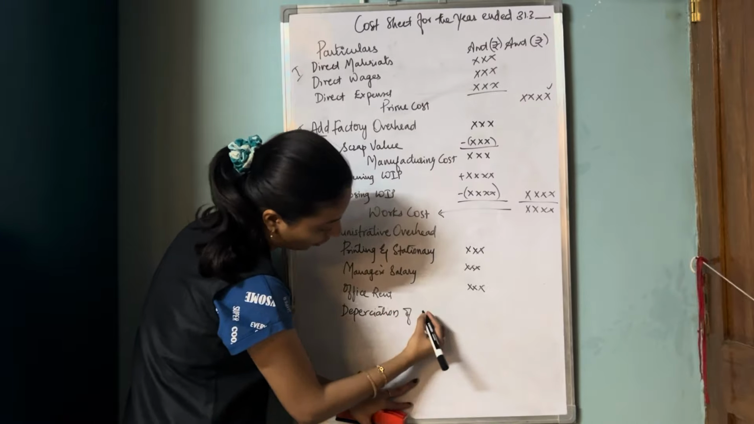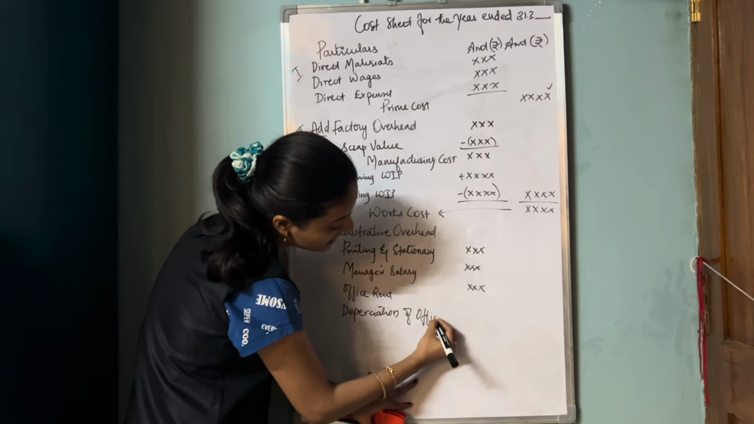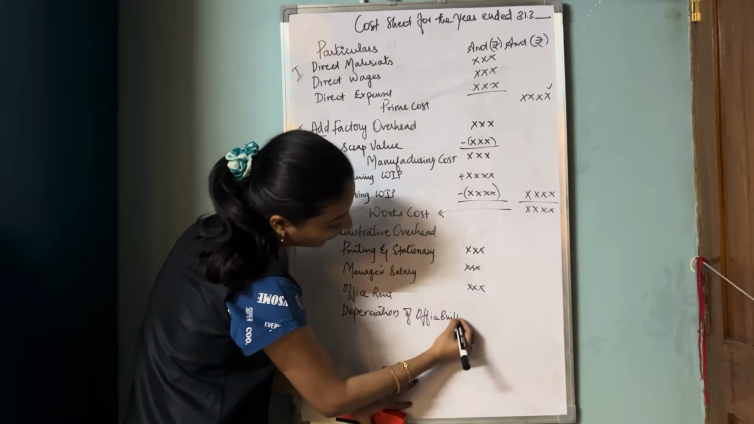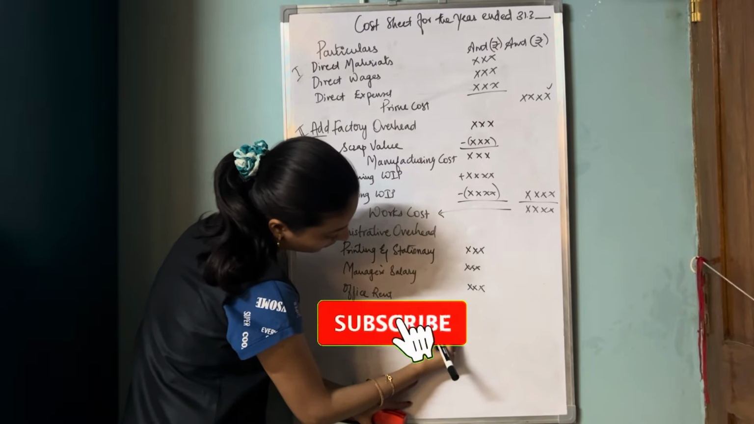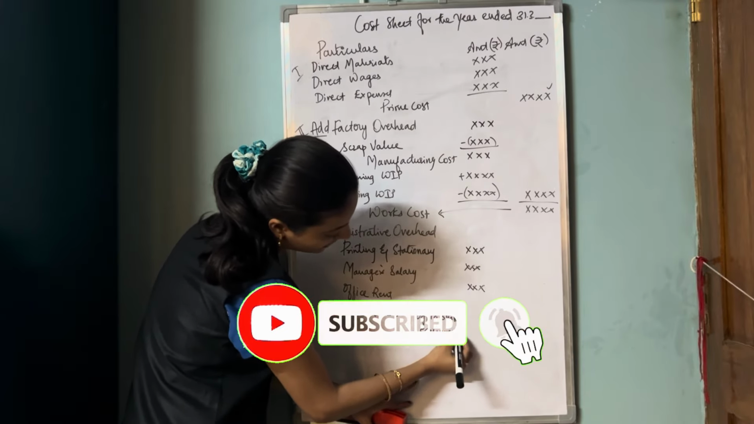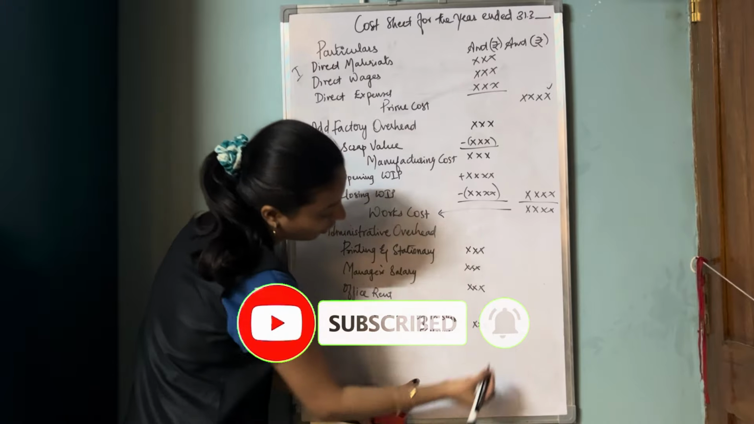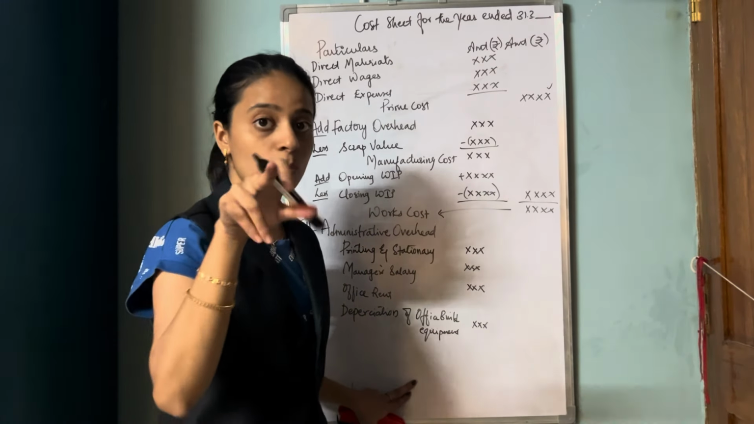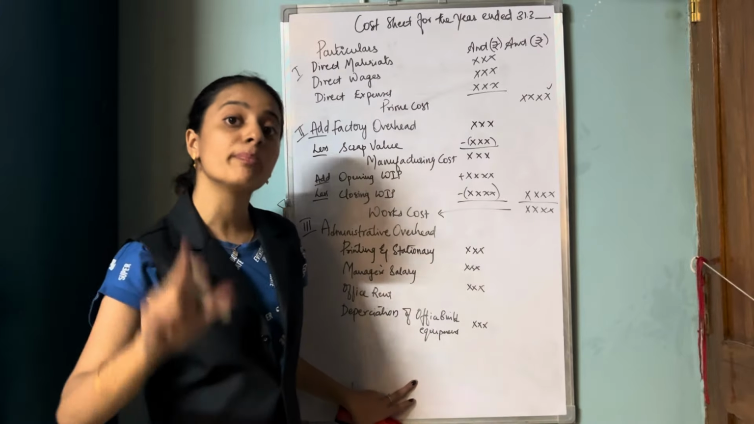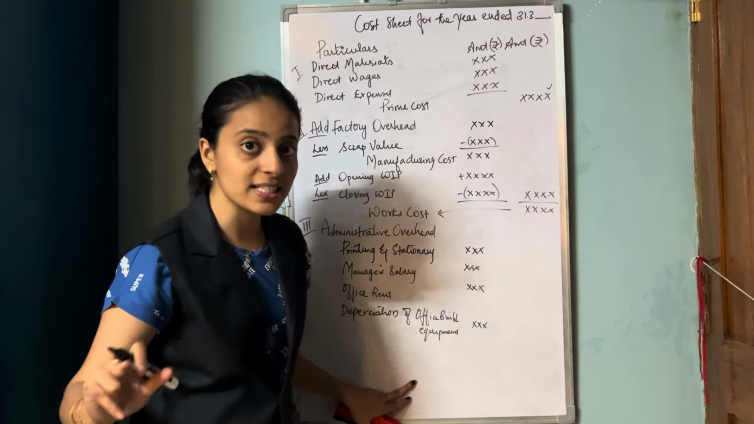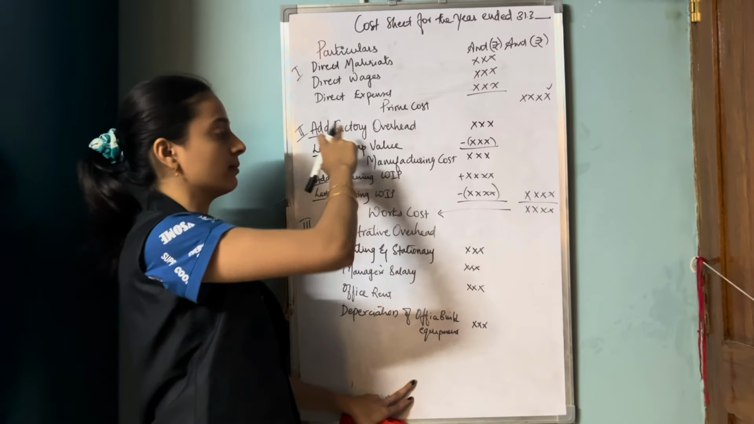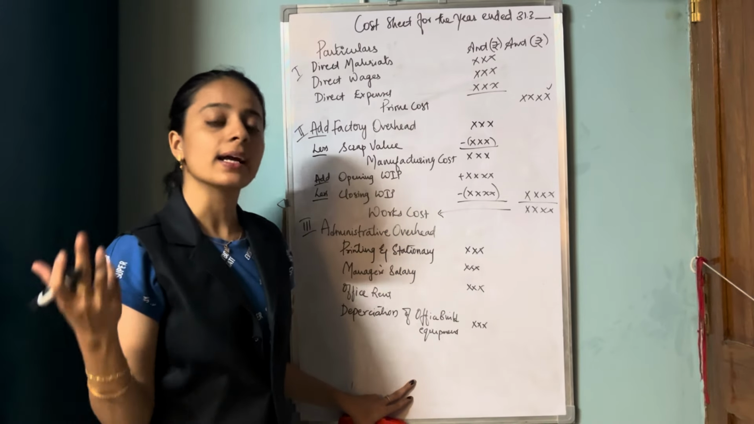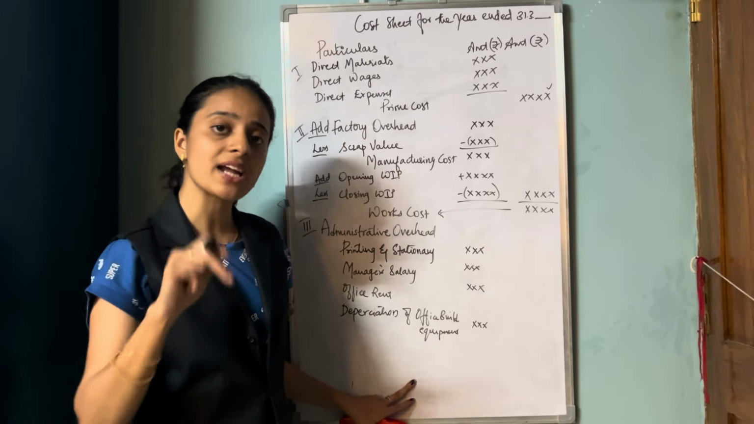Very important thing, depreciation of office building or equipments. Depreciation of office building or equipments. Here also we had one depreciation. What was it? Depreciation of plant and machinery. Machinery, I told you, where do we use it? In factory. So I considered that item in factory overhead.